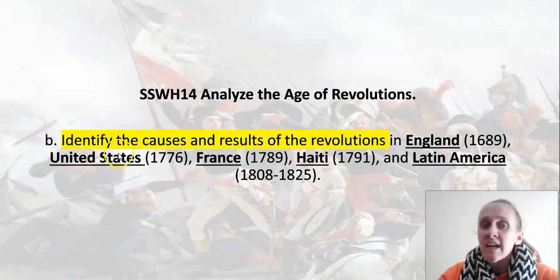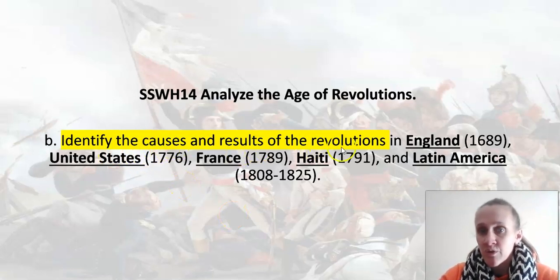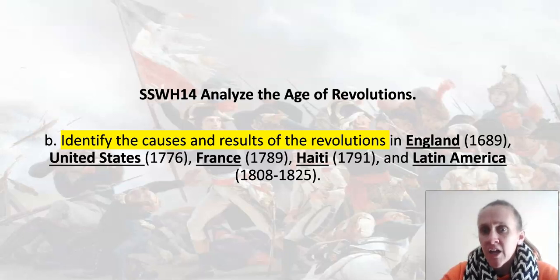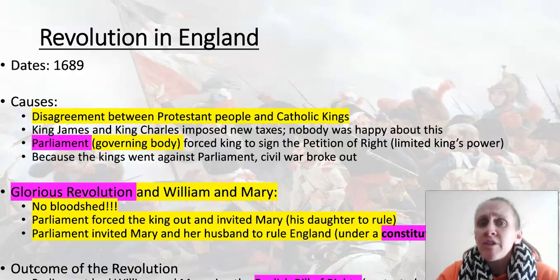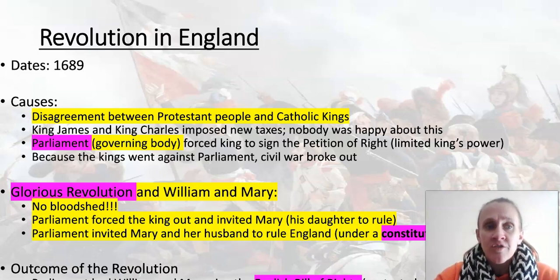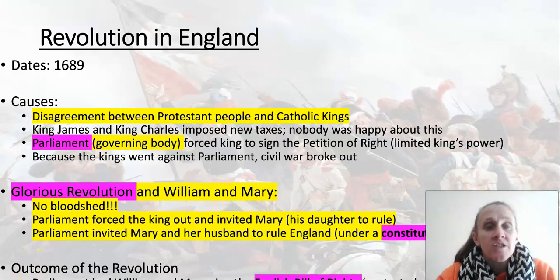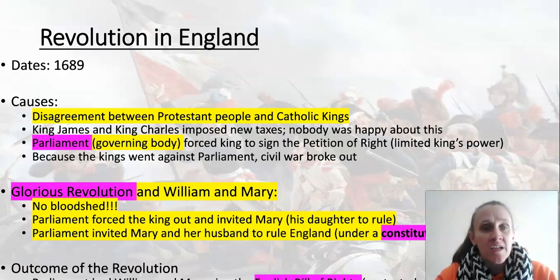Okay, so it just says identify the causes and the results of the revolution. So nobody's asking you to analyze or explain or describe. Just be able to list what the causes were of those revolutions. Why did they occur? All right. So the revolution in England is going to have started in 1689. And this revolution in England is going to be caused by several things.